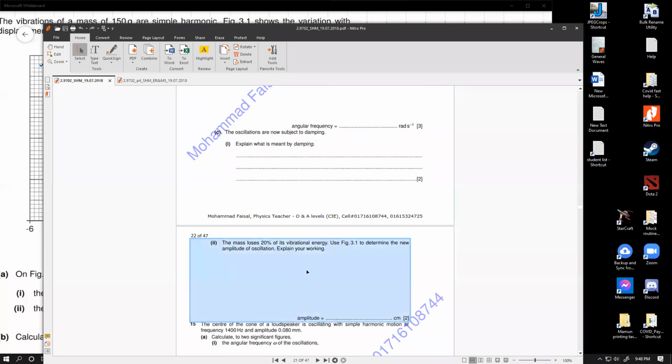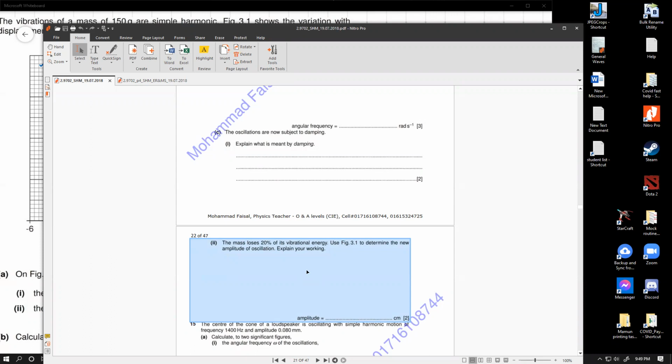Then comes the next question. Have a look over here. The mass loses 20% of its vibrational energy. Use figure 3.1 to determine the new amplitude of oscillation. Explain your working. Try to understand this part. The mass loses 20% of its vibrational energy. Use figure 3.1 to determine the new amplitude of oscillation.